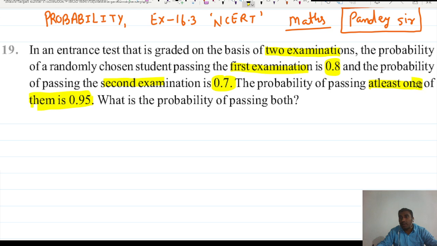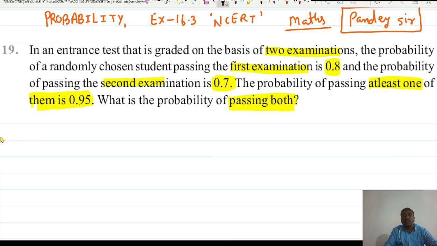So here this is the important part. At least means what? Either passing the first exam, or passing the second exam, or passing both exams. At least means either first or second or both. So what is the probability of passing both the exams? We want to find the probability that a student passes both exams. Easy question. So how can we do this?